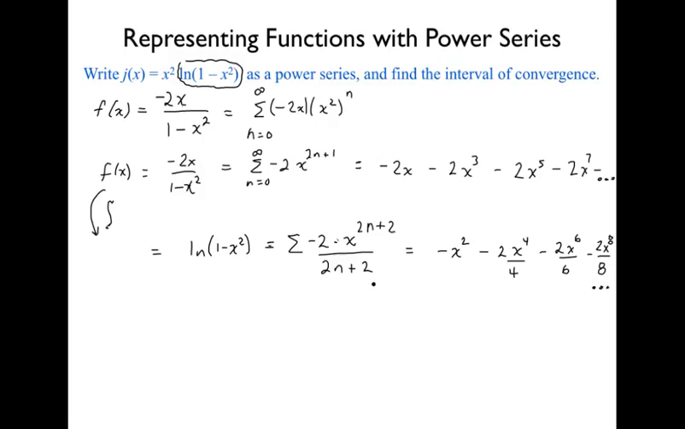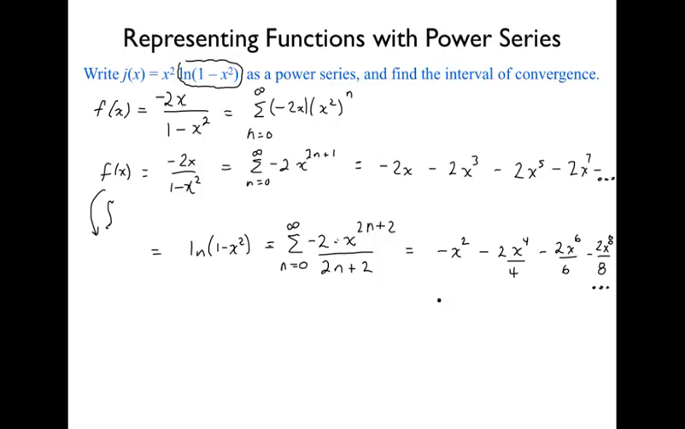Okay, so now where are we going to start? We're going to start with n equals 0. Does n equals 0 give us negative x squared here? N equals 0, again, negative 2 over 2 is negative 1, looks like it. Yep. Okay, and then if I put n equals 1 in here, I get negative 2 over 4 x to the 4th. If I put 2 in here, I get negative 2 over 6, x to the 6. Looks like it's right.